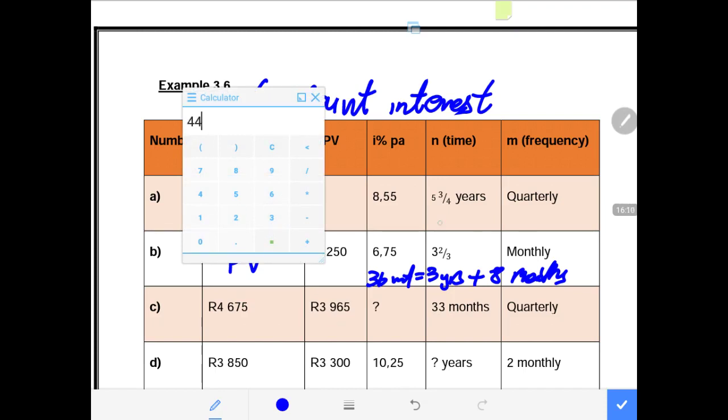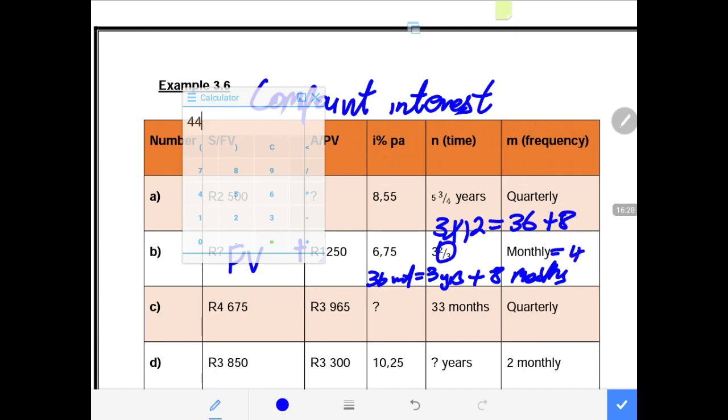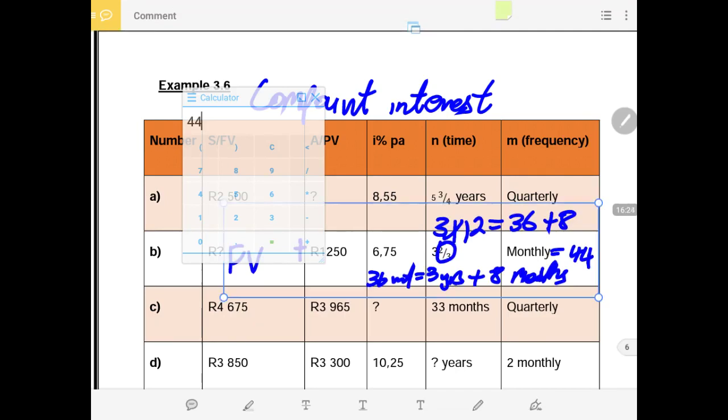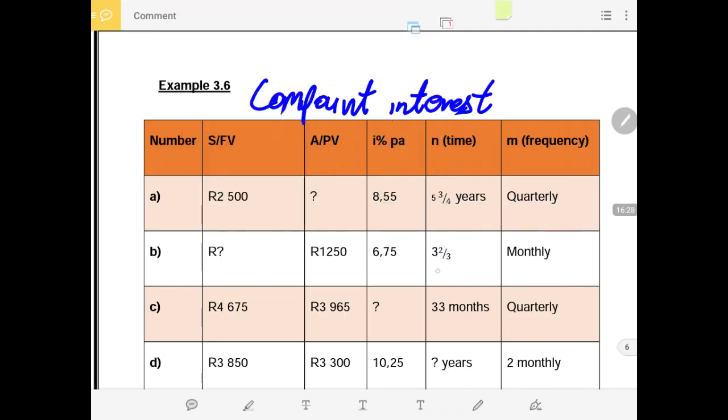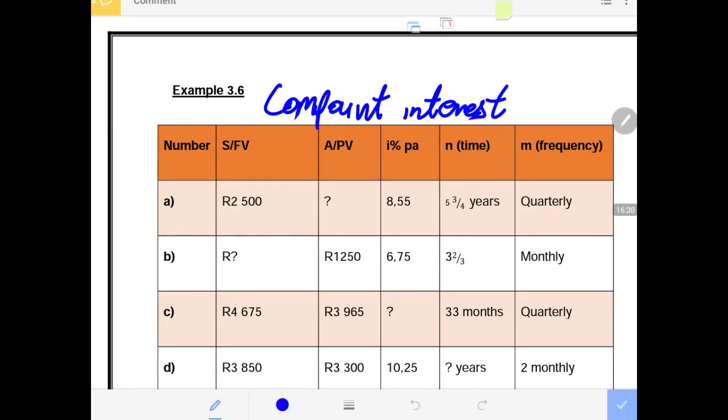Remember, 36 months is 3 years times by 12. 3 times by 12 is 36, plus the 8 months. We get a total of 44 months. So now that means this investment was invested for a period of 44 months.